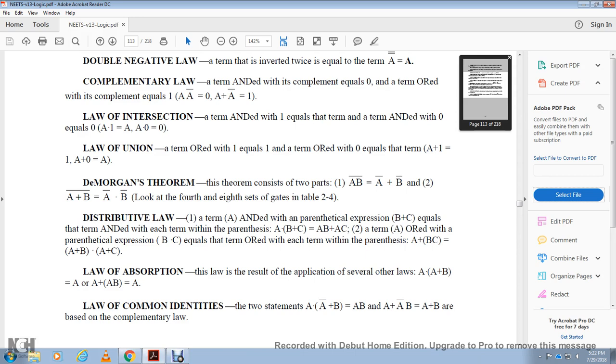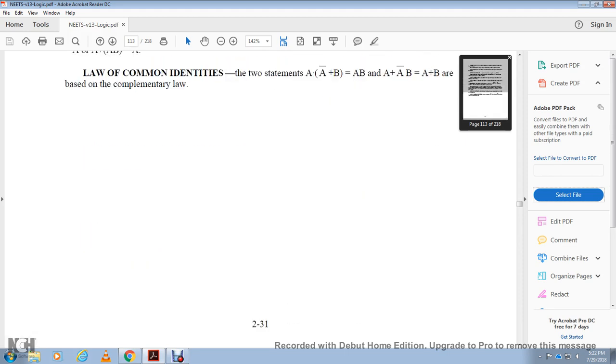Law of absorption: the result of the application of several other laws. A times A plus B is equal to A plus A times B is equal to A. Law of common identities: two statements, A times the inversion of A plus B equals A times B, and A plus the inversion of A times B is equal to A plus B, are based on the complementary laws.